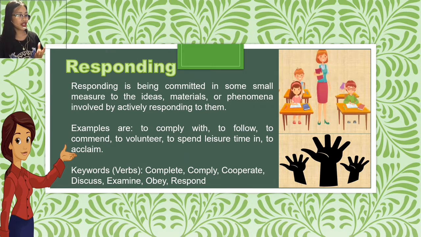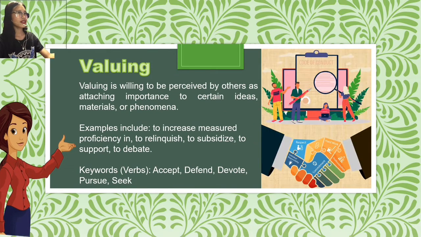During the group discussion, the learner participates and tries to give ideas or give a presentation. For example, the student responds to the teacher's question, participates in a group discussion, and gives a presentation. At this level, the keywords in setting the affective learning domain are complete, comply, cooperate, discuss, examine, obey, and respond. Next is valuing.